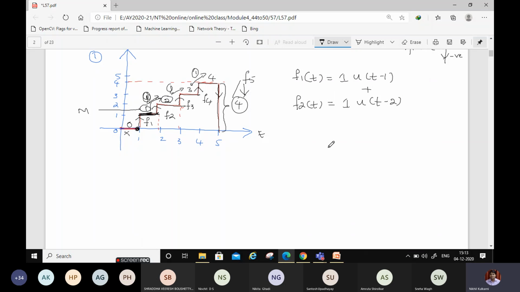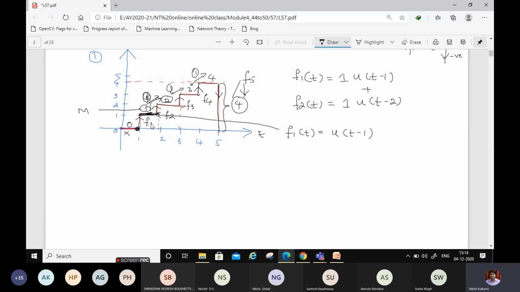Okay, fine. So now you have to describe this f2 of t. So how have we discussed this? First, just look at this point. What is this f1 of t? It has a magnitude of 1. So that means I can write u, and it is starting at t minus 1.